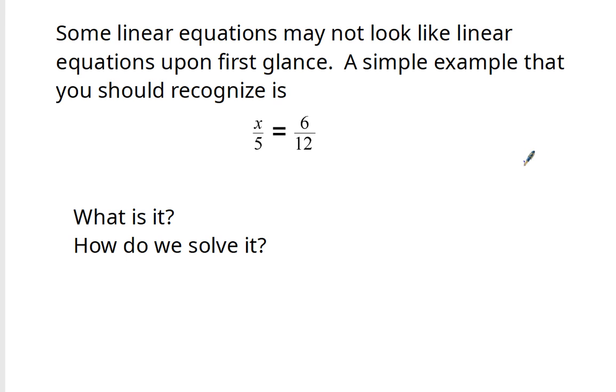Well, looking at it, hopefully you notice that it is a proportion. We're comparing x over 5 compared to 6 over 12. How do we solve it? There's a couple ways we can. Well, looking at this, how do we get x by itself? Well, right now, we are dividing by 5, right? So we could multiply both sides by 5. We're going to do that inverse operation. When we do that, our 5's cancel, leaves us an x.